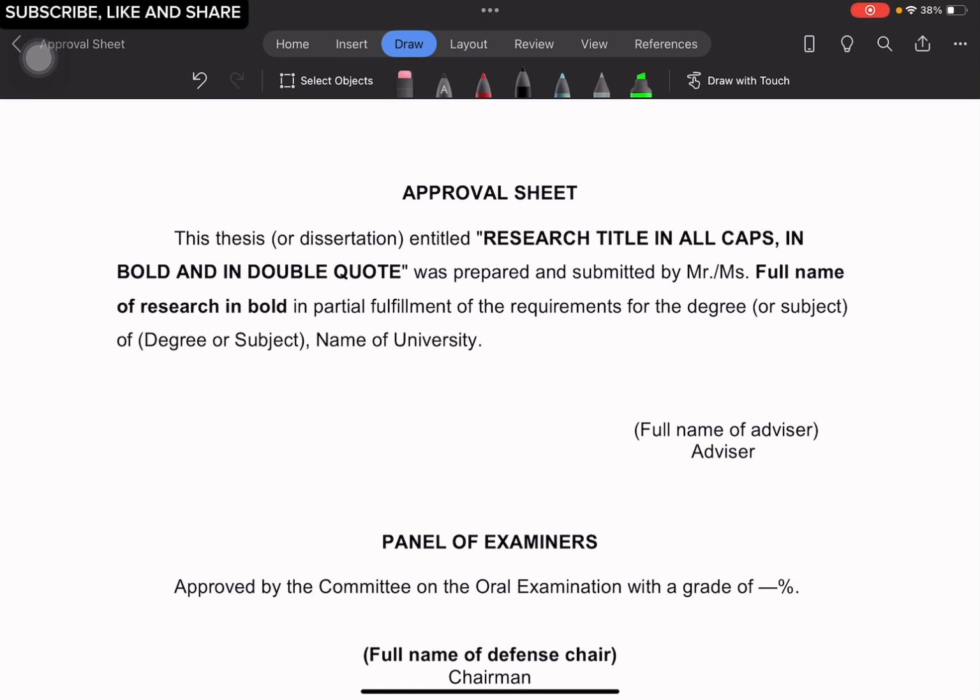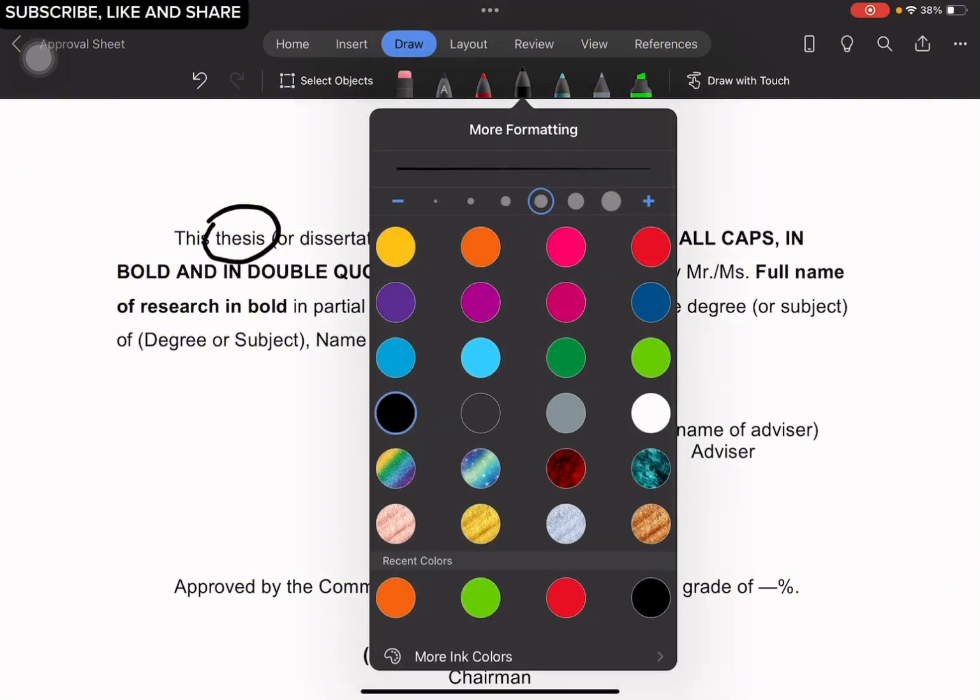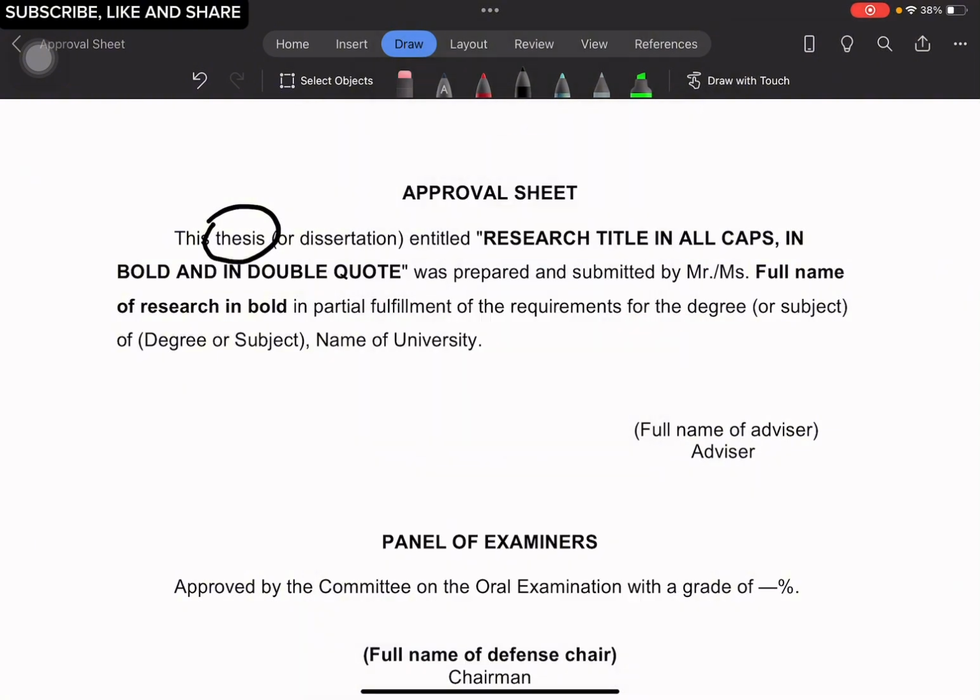Now for this particular approval sheet template, this particular part, which is thesis, can be considered as a variable. So this can change. It's either a research, a thesis, or a dissertation. Okay? So again, this first part of the template is considered a variable, meaning you can change it depending on the study that you are conducting.